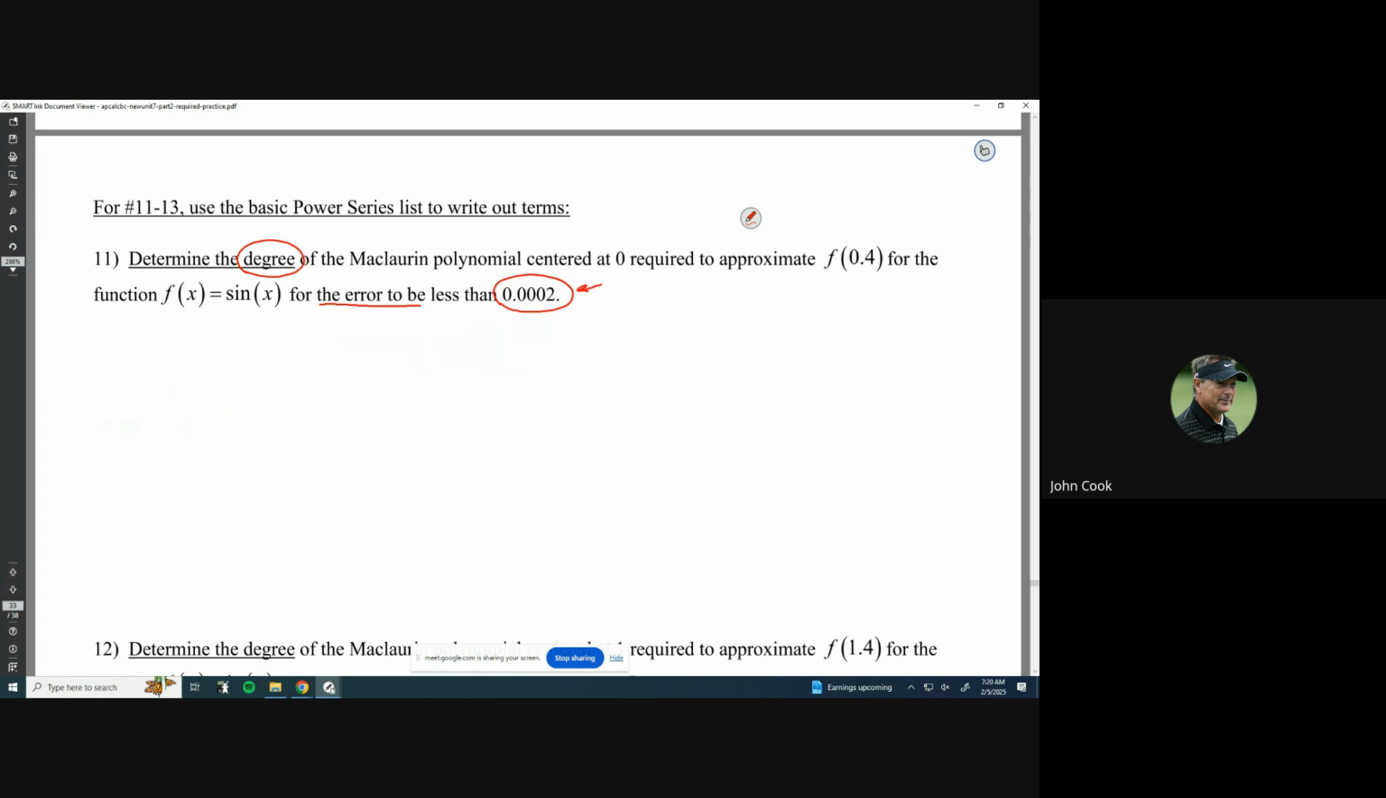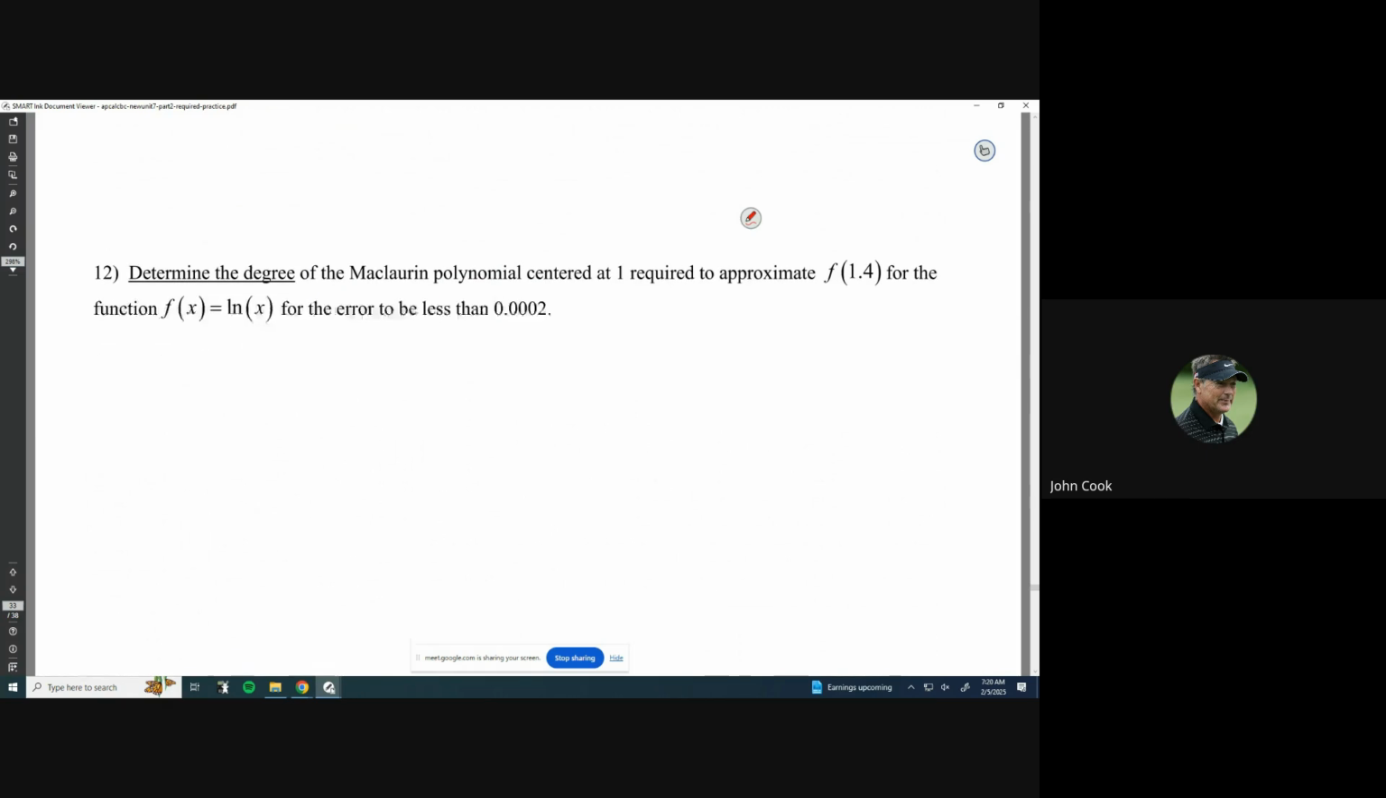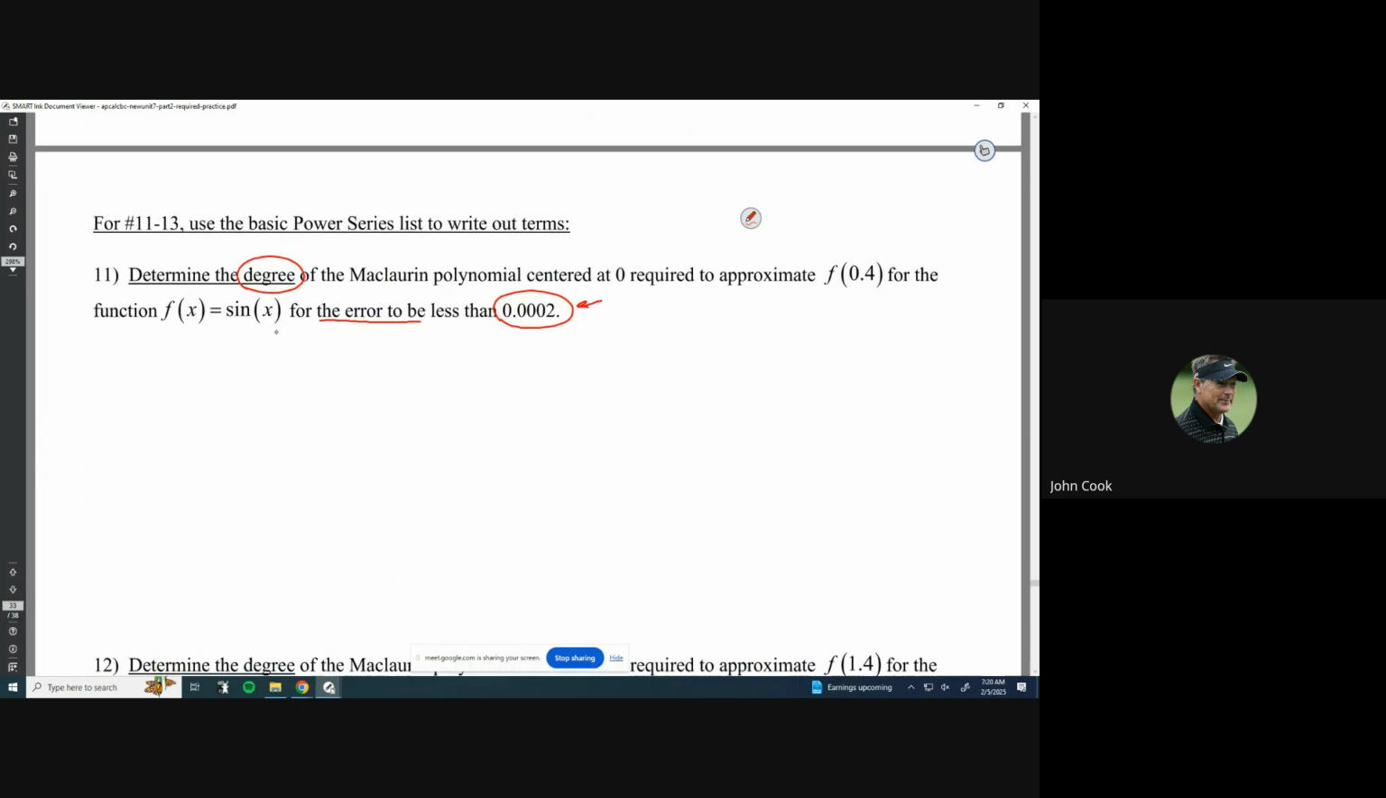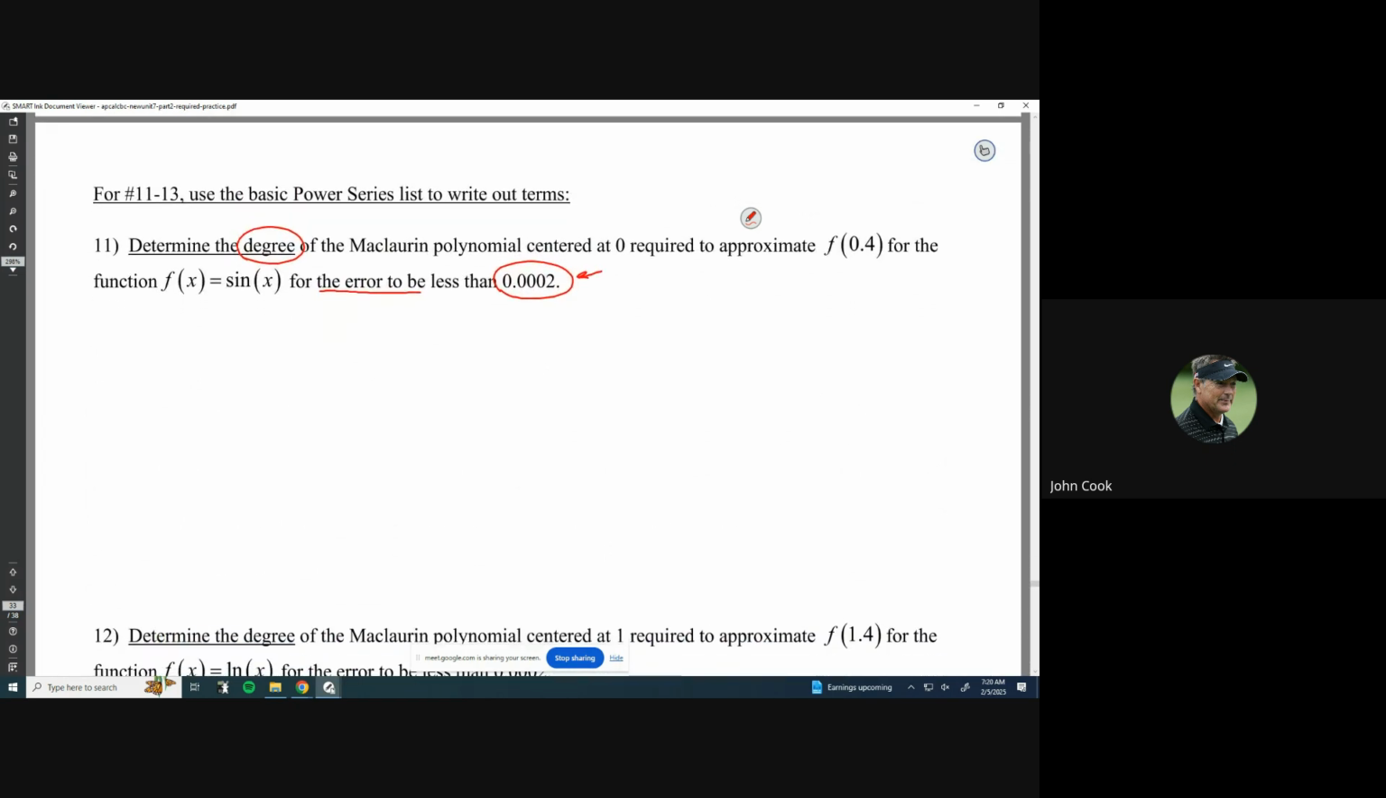And when you read this question out, determine the degree of the Maclaurin polynomial centered at 0, required to approximate f of 0.4 for the function f of x equals sine of x for the error to be less than that much. We'll notice that it's formatted the same way for these 3 problems in a row. That means that you're just going to be doing the same steps. And here's how the steps work. If you just want procedurally what to do, here's what you do. You just need to translate this into a Maclaurin polynomial. Okay, so use either the rules that we have, the power series list of rules, or the Taylor pattern.